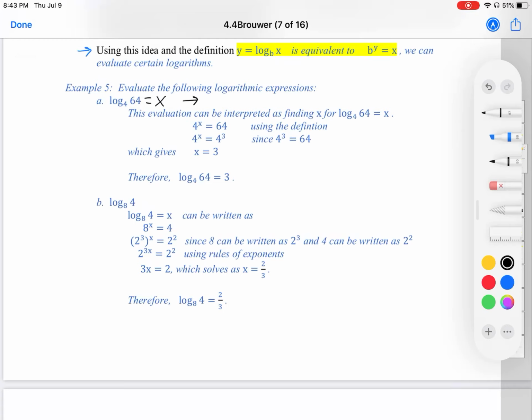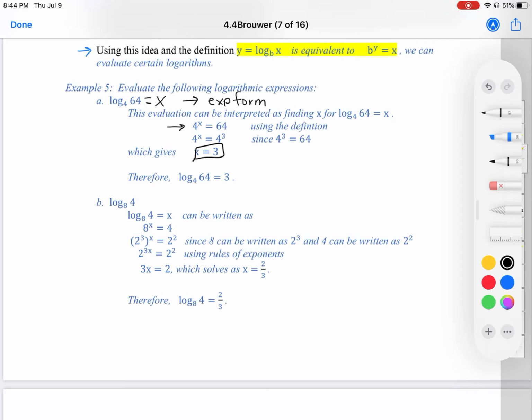Our next step is to write it in exponential form. If we write it in exponential form, this would be written as 4 to the x power equals 64. What should x be? What exponent would give us 64 as an answer? That would be 4 to the third power. So we see that x equals 3.